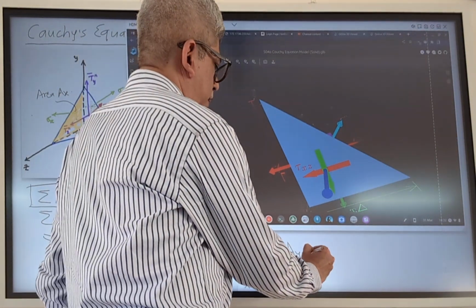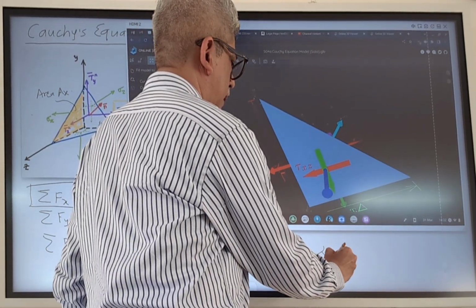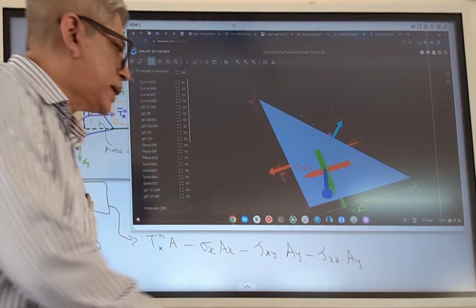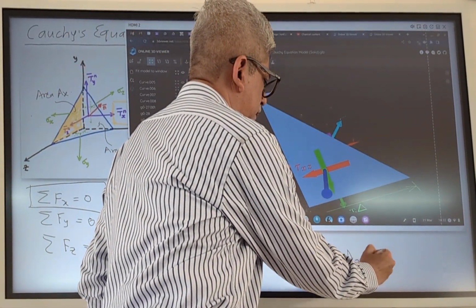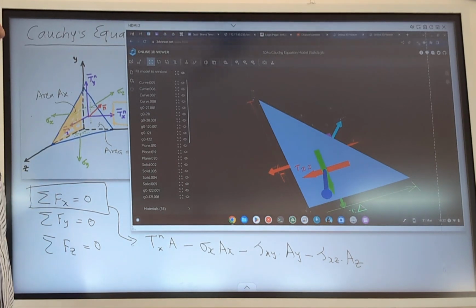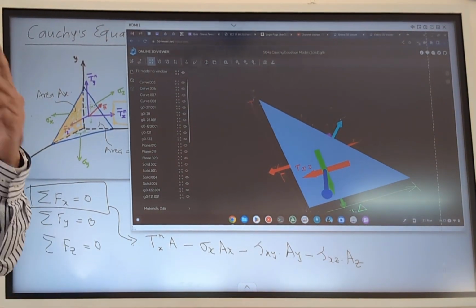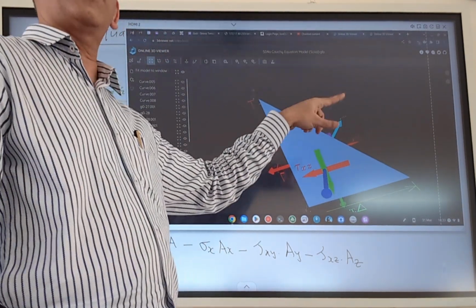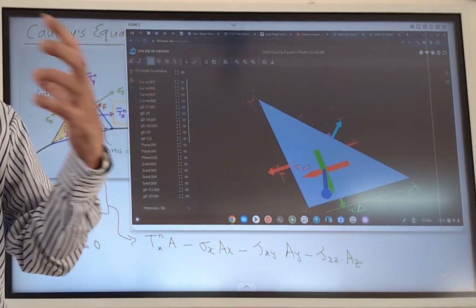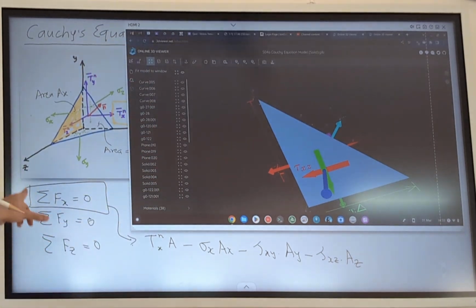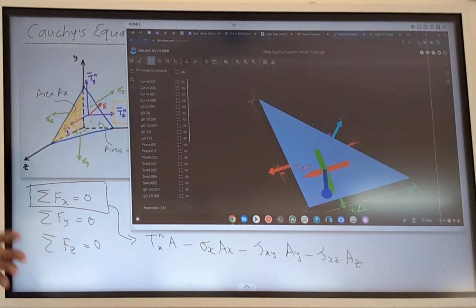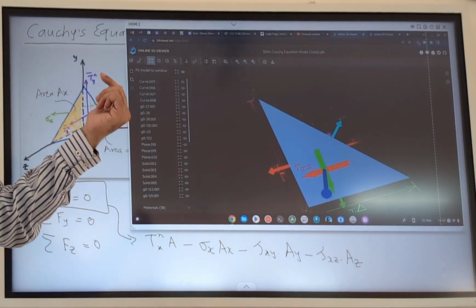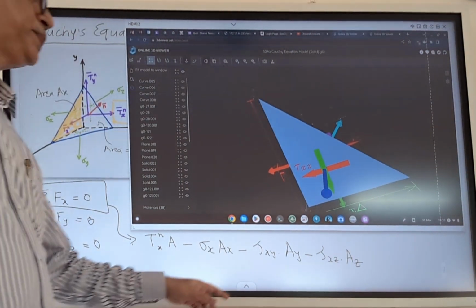So it would be minus tau xz multiplied by Az. So that is the forces which are coming because of the internal resistance. All these traction vectors are the material resisting whatever external forces are acting on that particular body, and that resistance is given by the stress traction vectors which are given here.